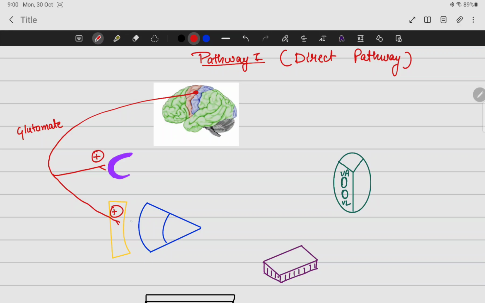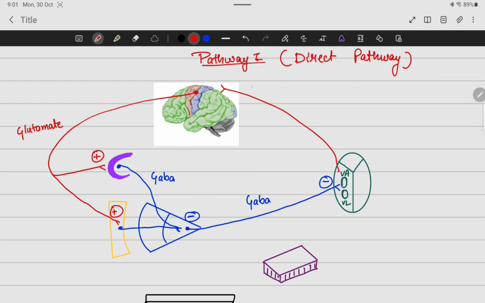Then from your caudate nucleus and putamen, the neurons then go to your globus pallidus internus, that is here. And these neurons are GABAergic, so they release neurotransmitter GABA, which is an inhibitory neurotransmitter. So we'll put a minus sign here. Then from your globus pallidus internus, you have your neurons which go and synapse in your thalamus. These again are GABAergic, so they release the GABA neurotransmitter and are inhibitory. And finally from your thalamus, you have your excitatory pathway that goes to the cortex again.